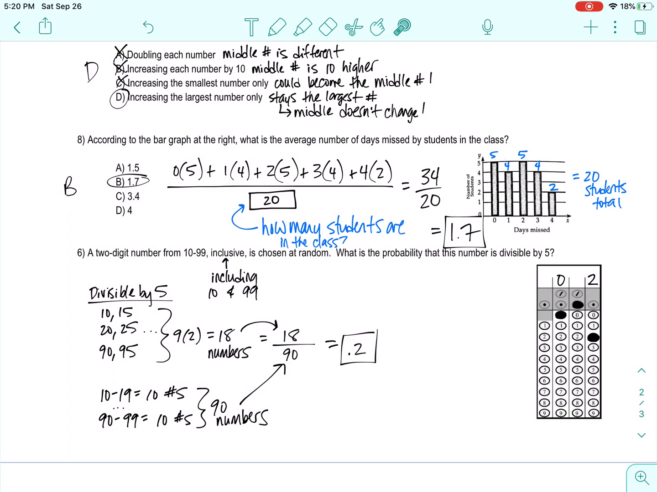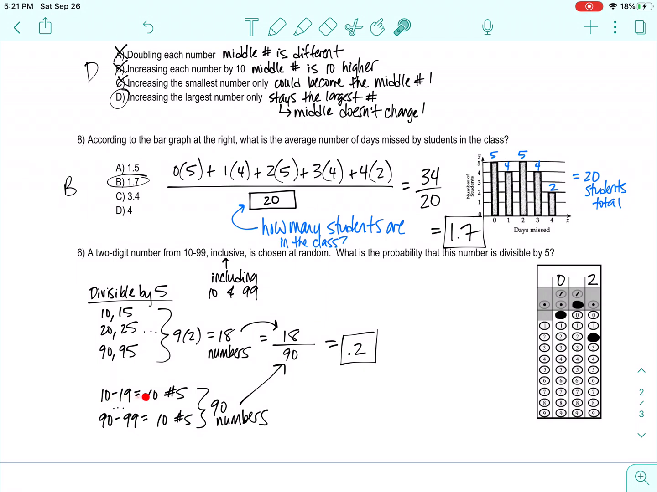First of all, I got a little confused, but I had to start making a list of numbers that were divisible by 5. In this case, 10 and 15, 20 and 25. It looks like for every single increment, there are 2 numbers that are divisible by 5. So 10, 20, 30, 40, 50, 60, 70, 80, 90, that's 9 increments, and there are 2 numbers in each of those increments that are divisible by 5. So that's 18 numbers, that's my numerator.